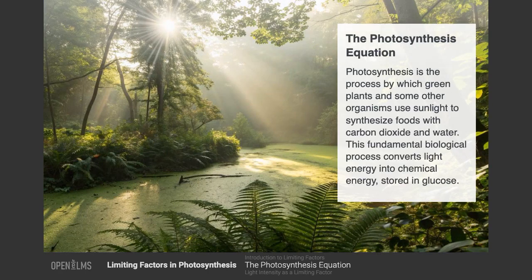The photosynthesis equation. Photosynthesis is the process by which green plants and some other organisms use sunlight to synthesize foods with carbon dioxide and water. This fundamental biological process converts light energy into chemical energy, stored in glucose.